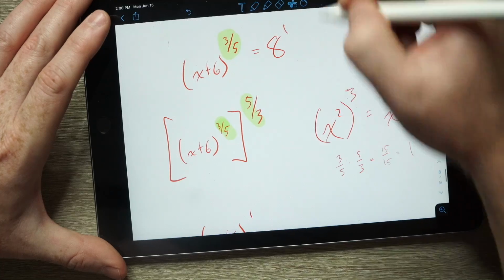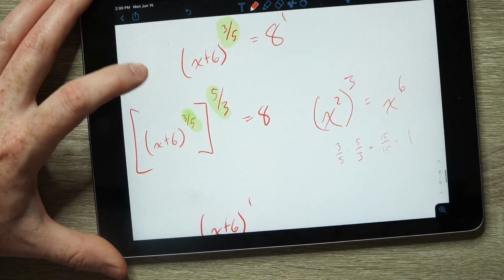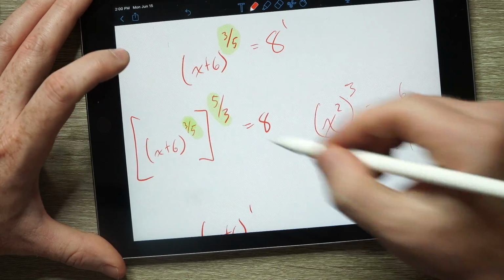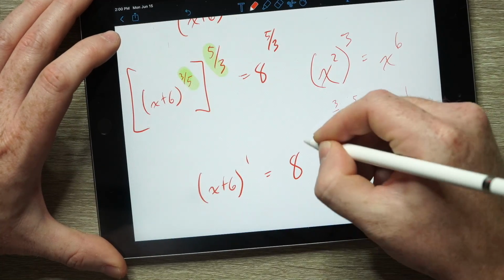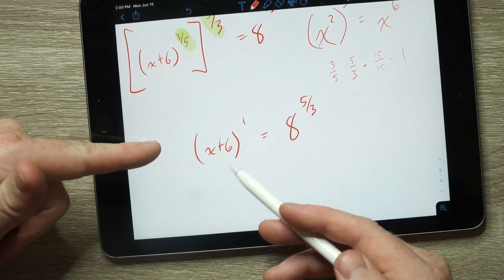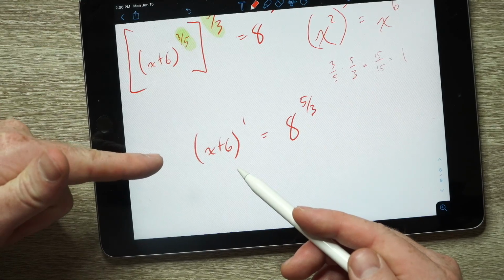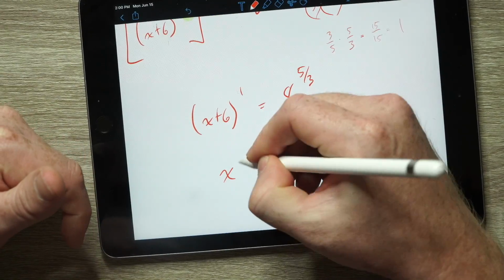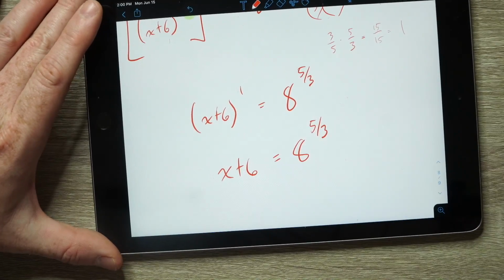Remember, because all this stuff was equal to 8. And we were really just trying to get rid of whatever exponent situation was going on up here. So we've got 8 to the 5/3 on the right-hand side, and we're going to handle that in a second. But right now we've got something really pretty on the left-hand side relative to where we started, because we've got just a regular statement, x plus 6 to the 1. I don't even have to write the 1. I can just write x plus 6 equals 8 to the power 5/3.